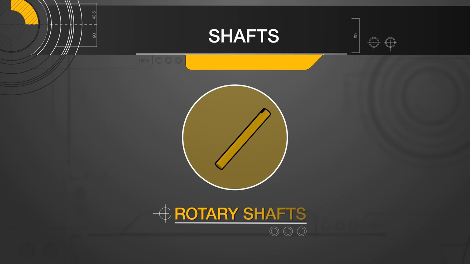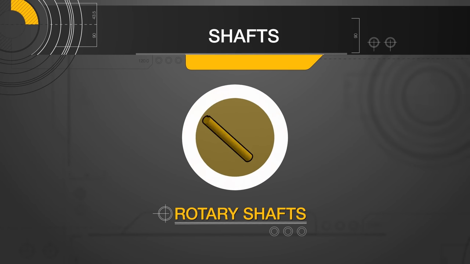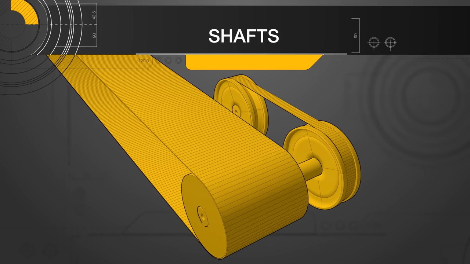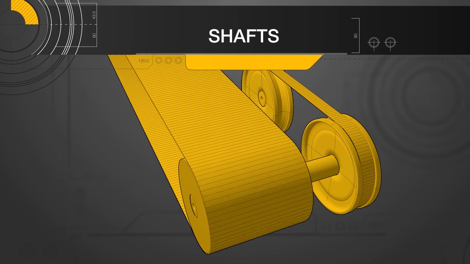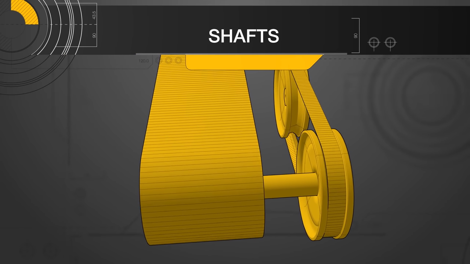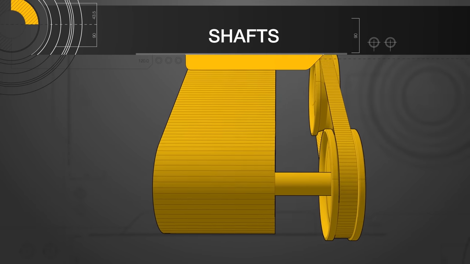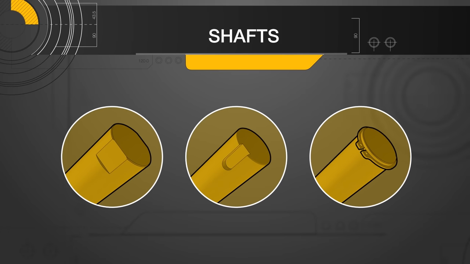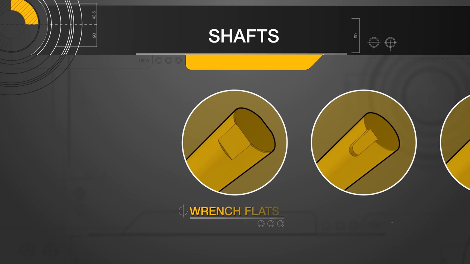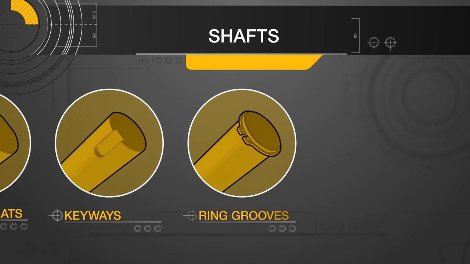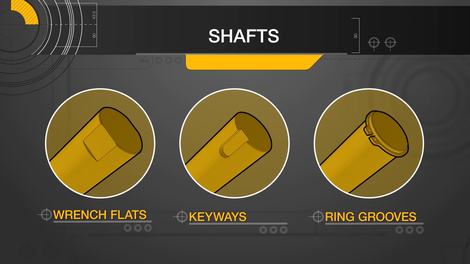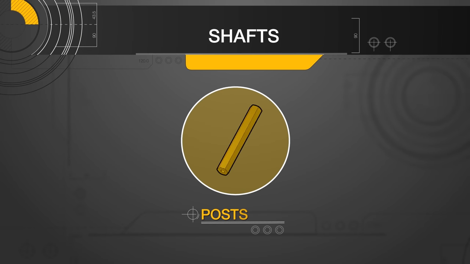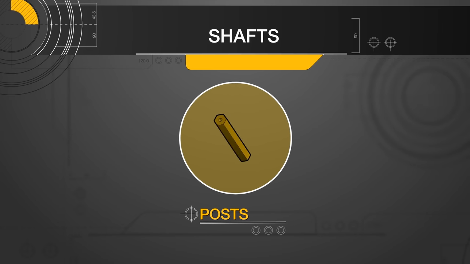Rotary shafts are designed to be used in power transmission applications. Oftentimes, rotary and drive shafts are used interchangeably. While they're used in identical applications, there are important differences. These will be discussed in a subsequent episode. Misumi's rotary shafts offer a plethora of alterations in order to accommodate the various mating components. Wrench flats, keyways, and retaining ring grooves are only a few of the standard alterations offered to join your rotary accessories. Posts are commonly used as support features within an application.